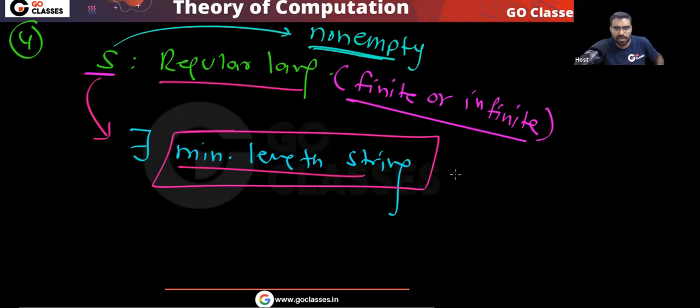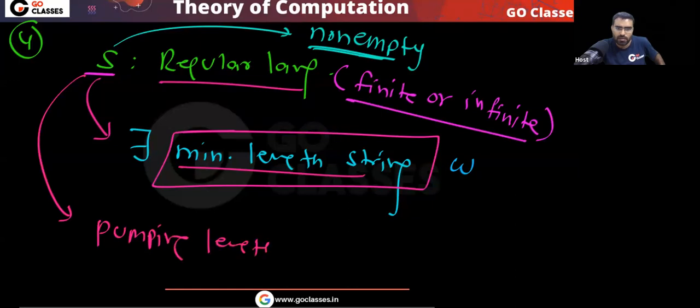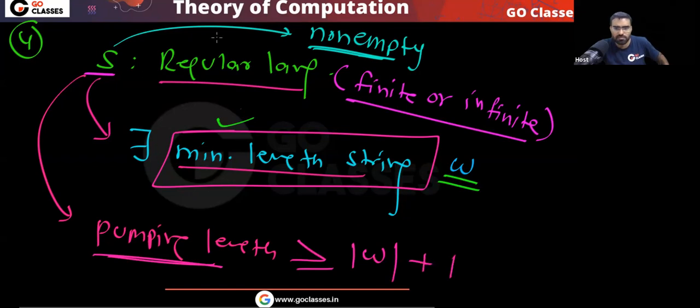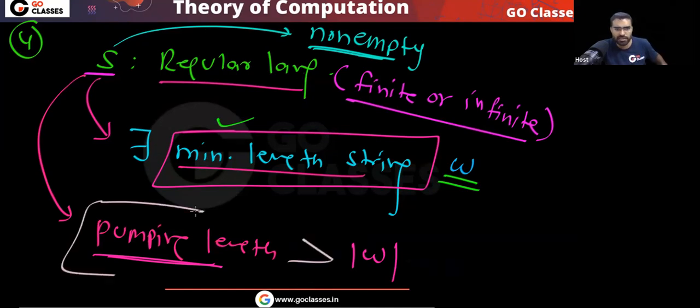Let's assume that shortest string is W. Now you tell me, for this S, what will be the minimum pumping length? We have already seen in the last class that the minimum length string in S is W. Then the pumping length will be greater than or equal to its length plus 1. Agree or not? Or I can simply say that it will definitely be greater than or equal to the length of W.